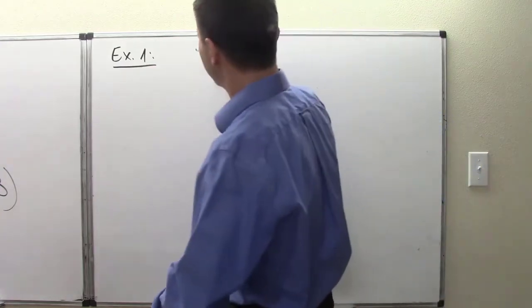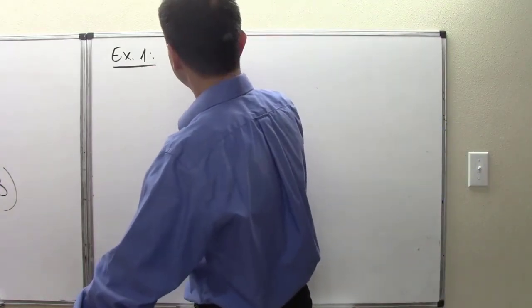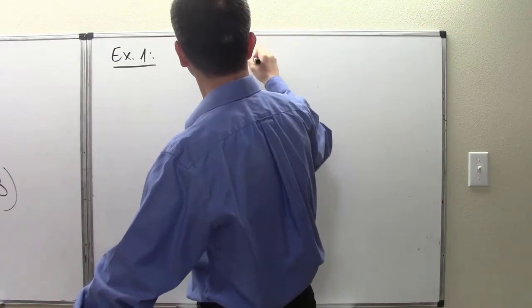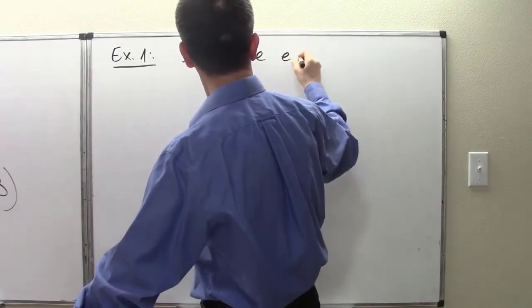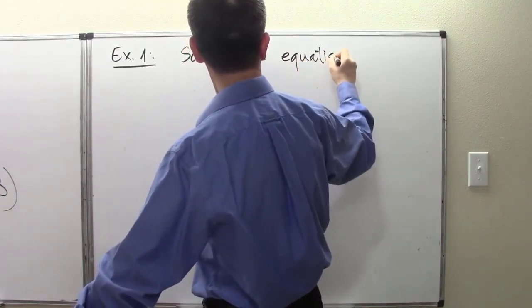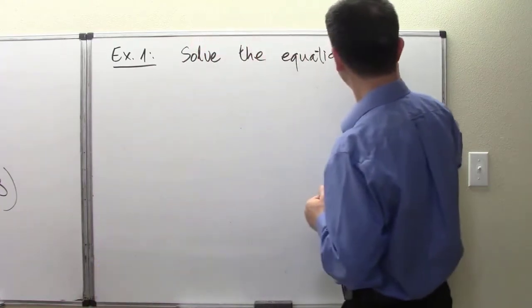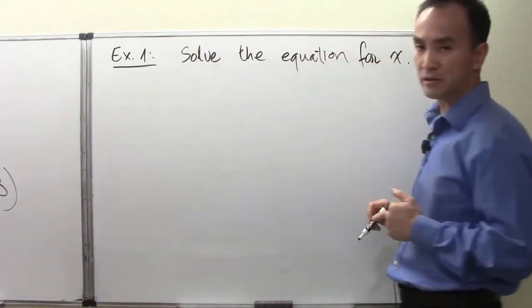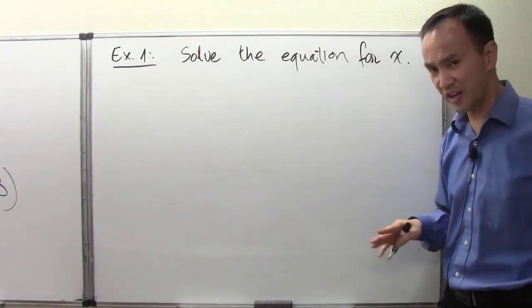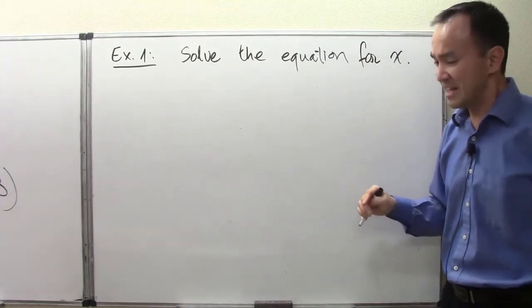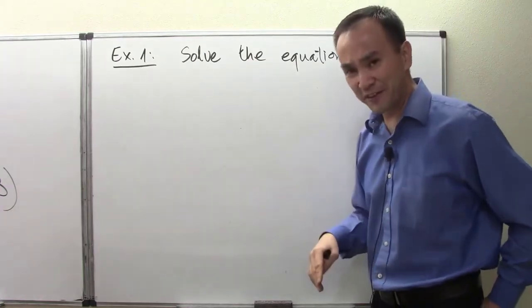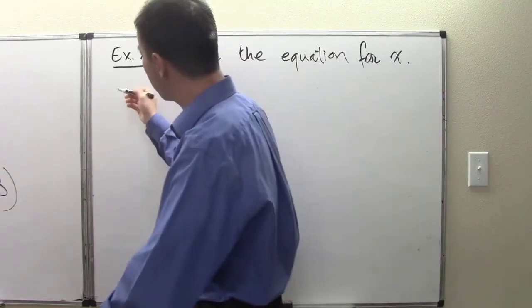So now I'm going to say solve the equation for the variable x. So the unknown in our equation here is going to be x, okay? All right, so now let's look at our first equation. So part A of this example.